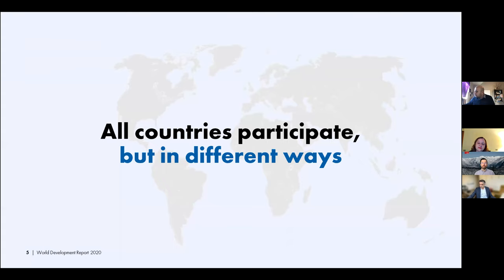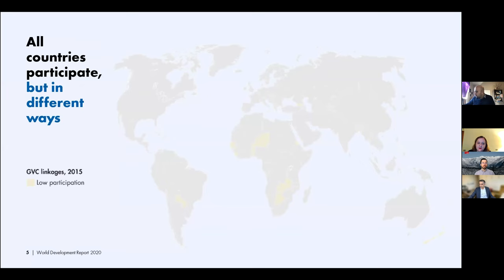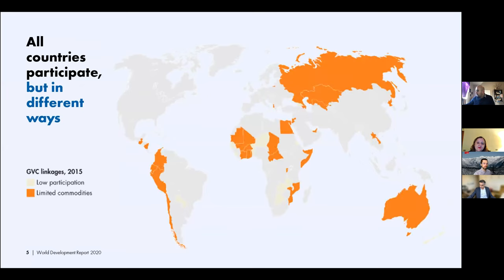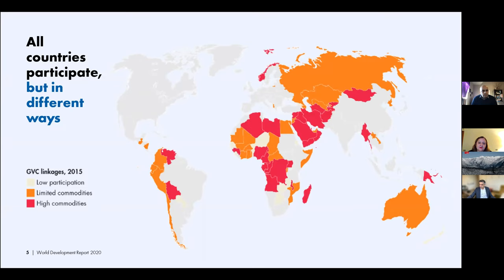So the other point is that all countries in the world participate in global value chains, but in different ways. And it's really about this backward, forward participation. So we have some countries that have a low participation, but it's predominantly with commodities. There are other countries that participate a lot more, again, with commodities. Then there is, and this is really a critical phase in growth, when countries that specialize in commodities jump into mass manufacturing. So there is something special about that moment in the growth and in the development of the countries that make that jump.